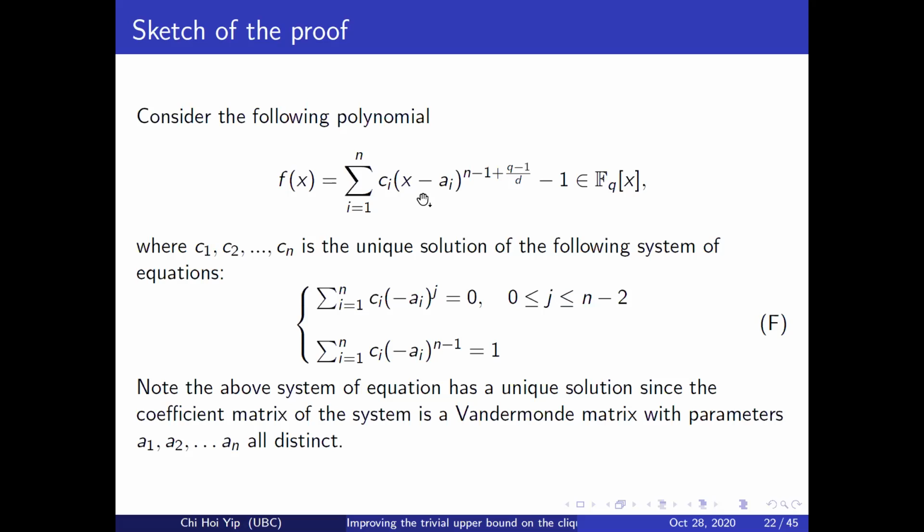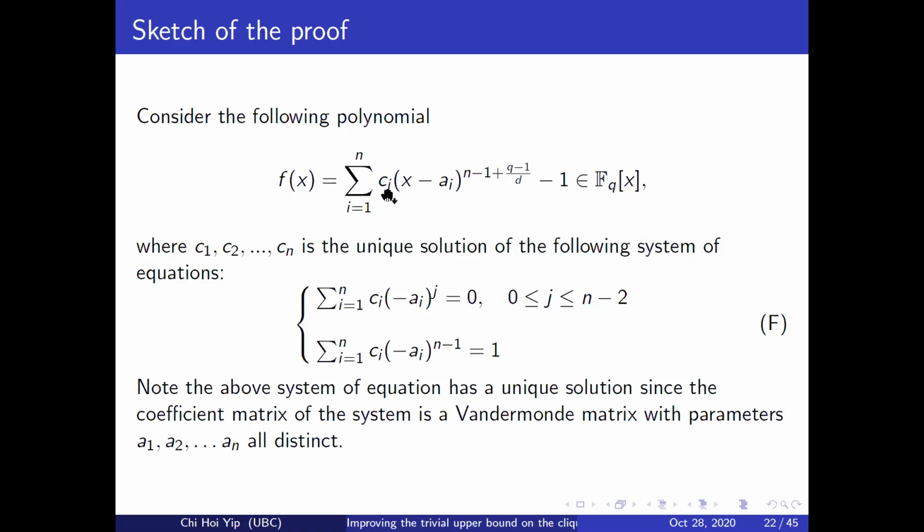Okay, one quick question about the notation. Is the minus 1 inside the sum or outside the sum? Outside, okay, sorry. Yes, the polynomial will be the summation of c_i times (x minus a_i) to the power n minus 1 plus (q minus 1) over d, and then finally we subtract 1.